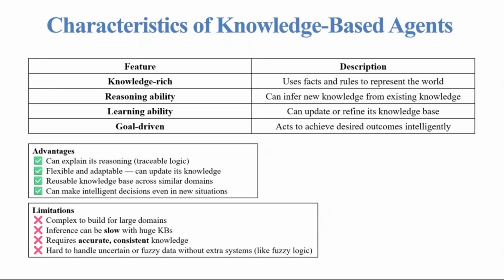Traditional knowledge-based agents work best with clear logical rules. Handling uncertainty often requires additional techniques such as fuzzy logic, probability, Bayesian networks, and machine learning. These techniques help the AI make decisions even when the information is uncertain or incomplete.